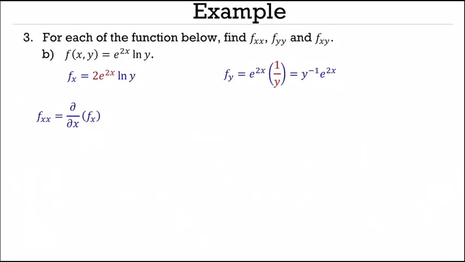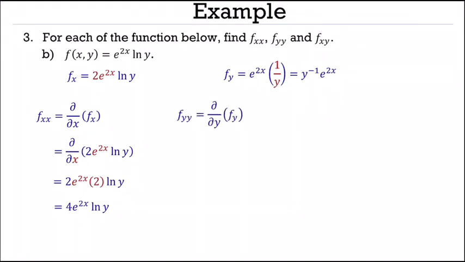So for f sub double x, it equals the derivative of f sub x with respect to x. Differentiate exponent 2x only because 2 and ln y are constant. Then simplify. For f sub double y, we find the partial derivative of f sub y with respect to y. So we only differentiate y to the power of -1 and rewrite exponent 2x because exponent 2x is constant.